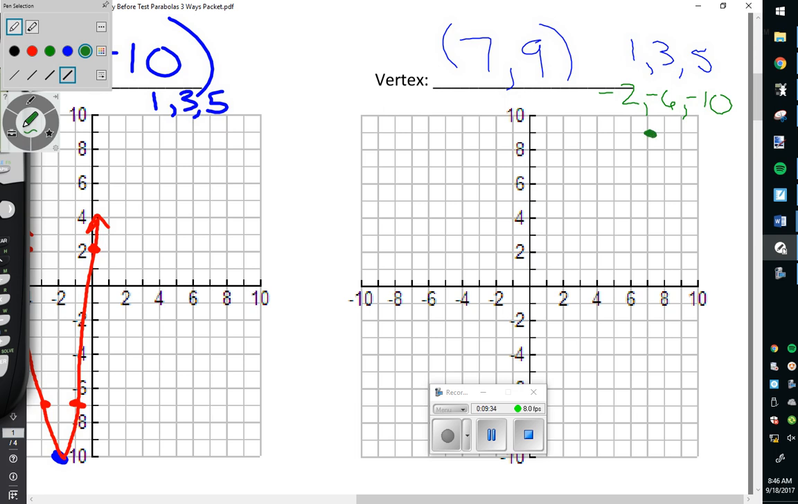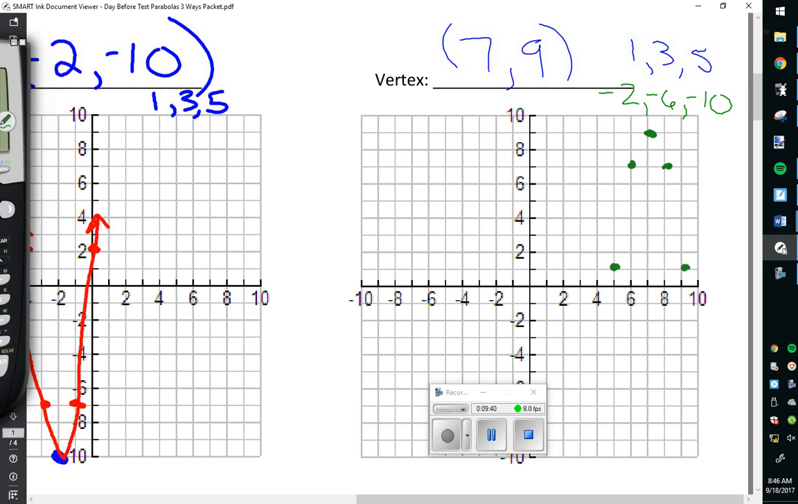-2 over 1, -6 over 1, -10 over 1. There we go. 3 parabolas graphed. Questions on something we did with any of those 3?